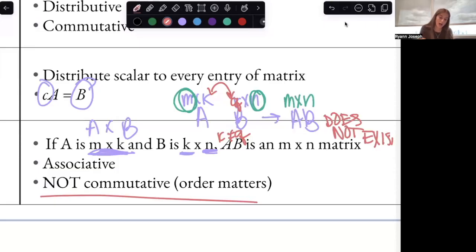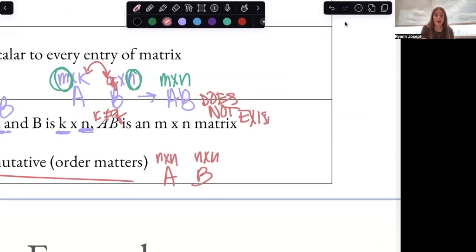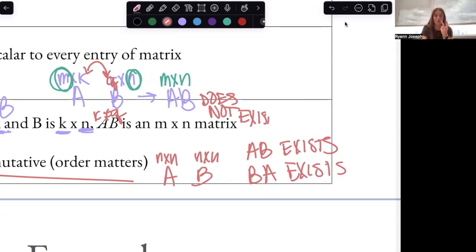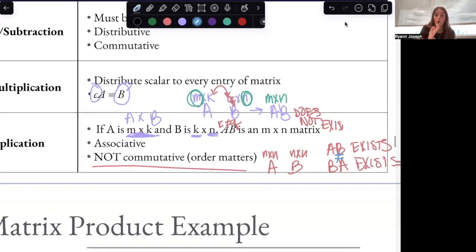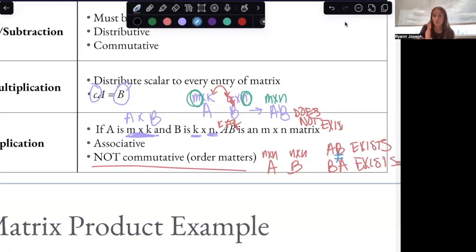Even so, let's say we had A and B where they're both N by N matrices. That means that AB exists and BA exists, because if we switch the order, that inner number is still going to be the same and they're going to be equal for each other, but that doesn't mean that these are the same matrix. They're probably a different matrix. So when you're doing matrix multiplication, the order that you do it in matters a lot.